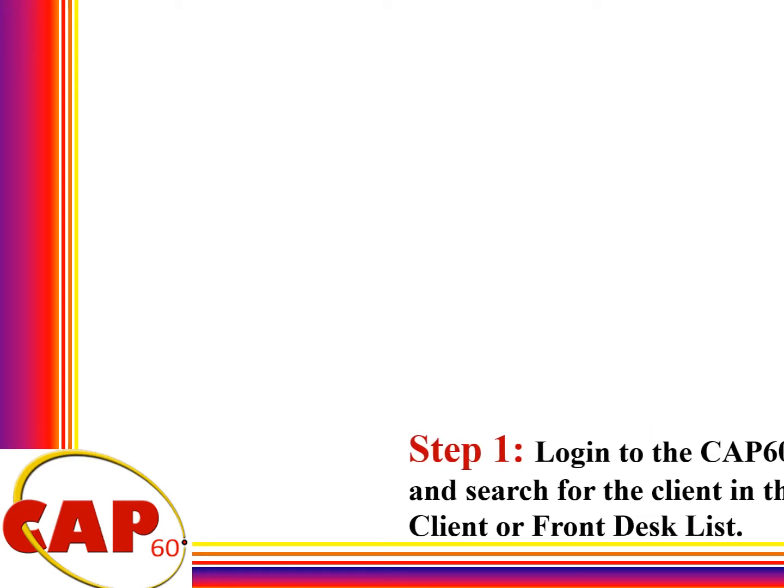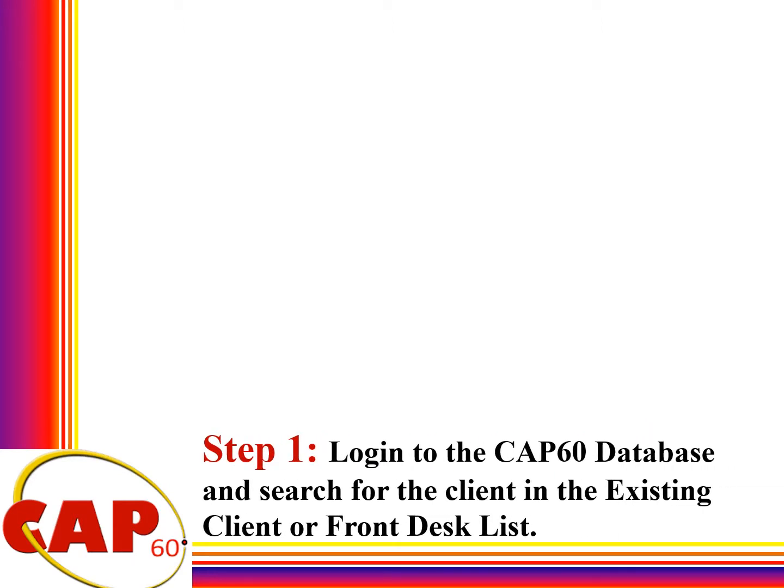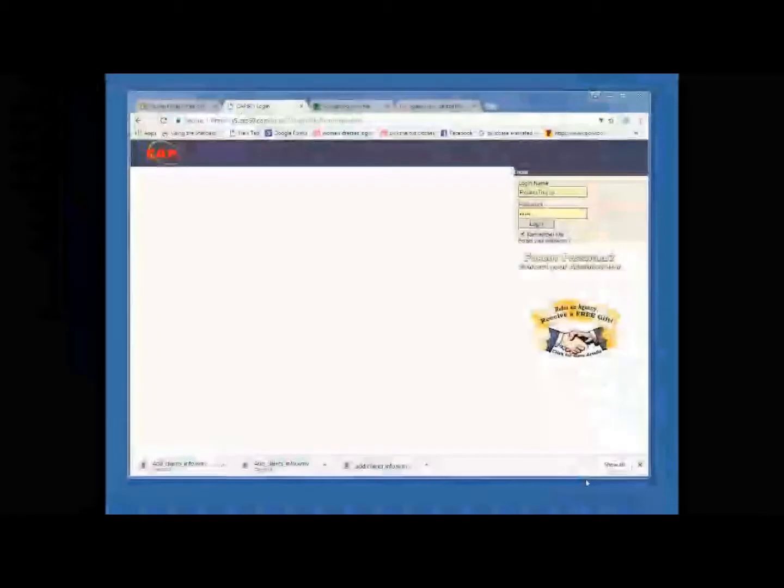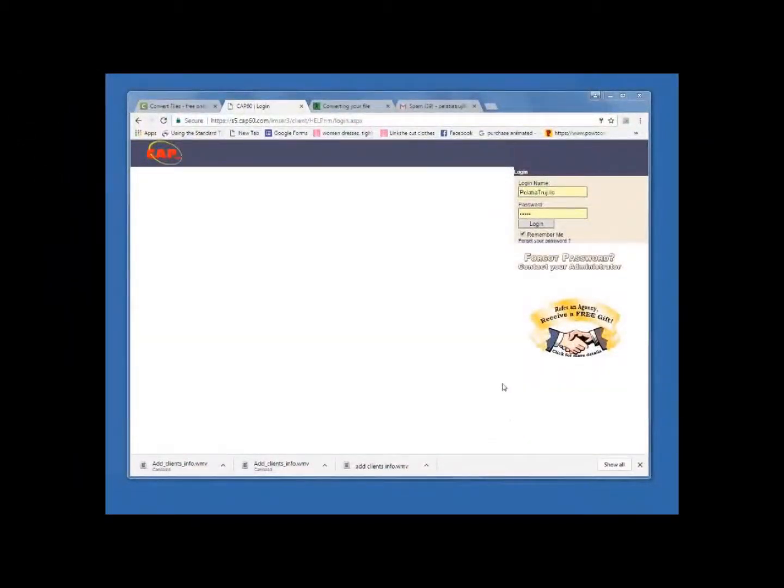Step 1. Log into the CAP60 database and search for the client in the existing client or front desk list. Let's start by searching the existing client list. First, you're going to log into the CAP60 database. Put in your login name and your password and select the login key.